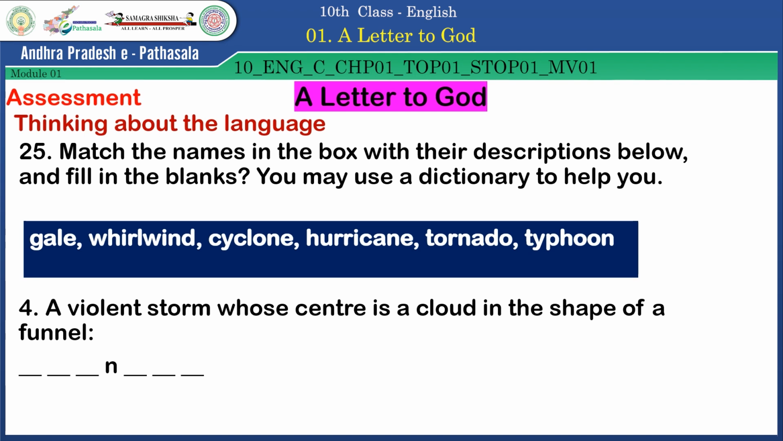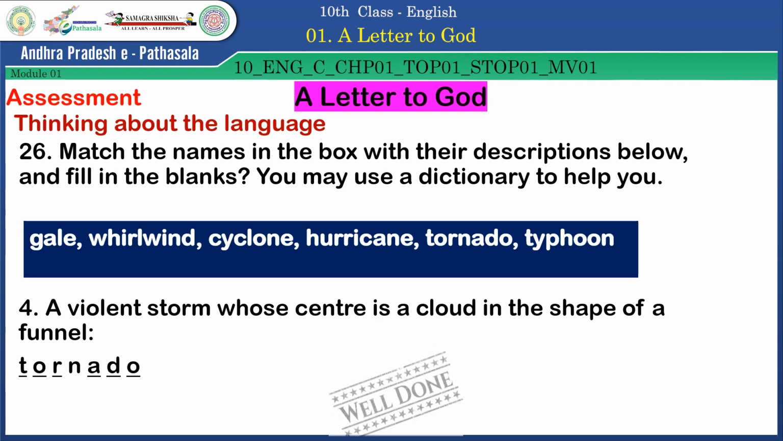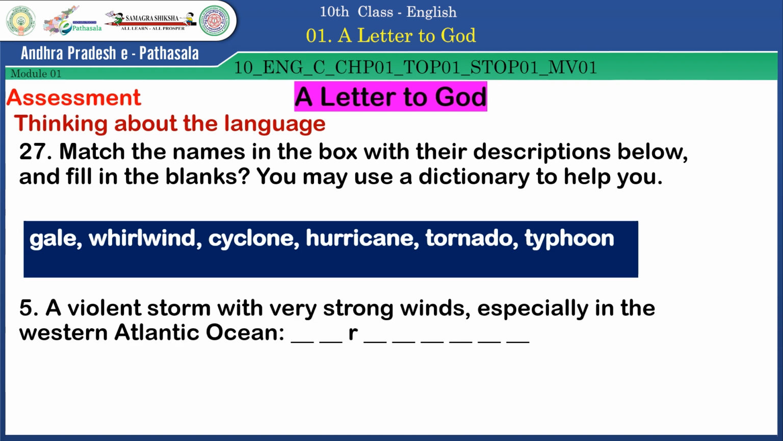The question here is a violent storm whose center is a cloud in the shape of a funnel. What's the right answer? The right answer is tornado. A violent storm whose center is a cloud in the shape of a funnel is tornado. Well done. Next question. A violent storm with very strong winds, especially in the western Atlantic Ocean.